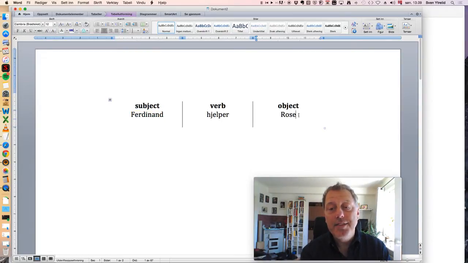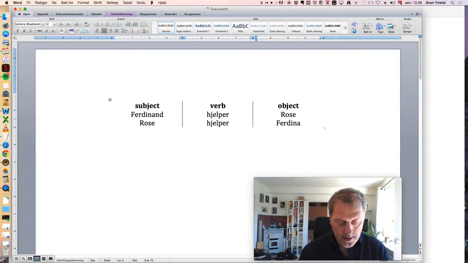And now, as I have stressed many times, we can change this. We can take the object Rose, put her here, and the verb stays in the second place as always. Now we have changed completely the meaning of the sentence. It used to be Ferdinand who was helping Rose, but now we have Rose who is helping Ferdinand.